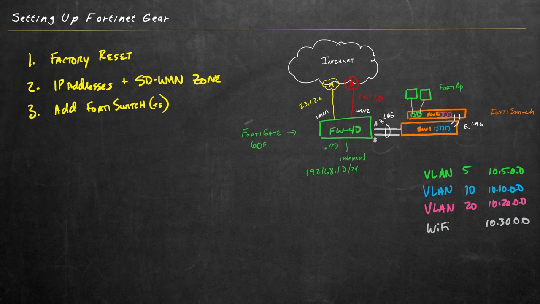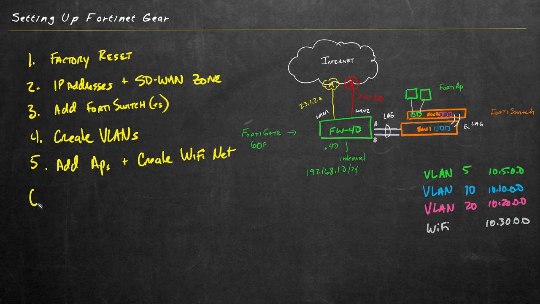And then once we have our switches in place, our next step would be to create our VLANs. So we'll create VLAN 5 for the benefit of our FortiAPs, and then we'll create VLAN 10 and VLAN 20 for the benefit of users who need to connect to those respective ports. And then once that's done, we'll add the access points and we'll create our Wi-Fi network.